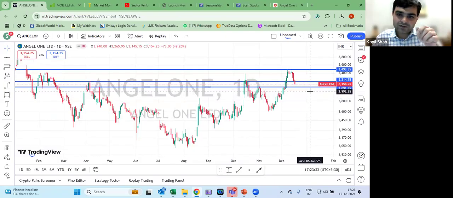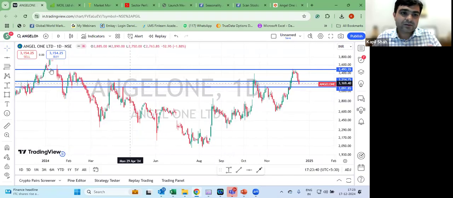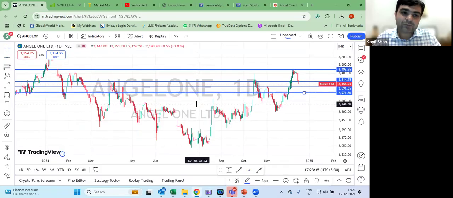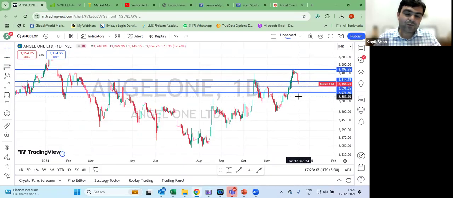Overall trend is positive. A little bit of pain is there. Market is also correcting. Then 3090 is what I see as my potential support level. If this particular level gets breached, then what? Then these are the levels. Now here I can plan myself. These are the support levels.